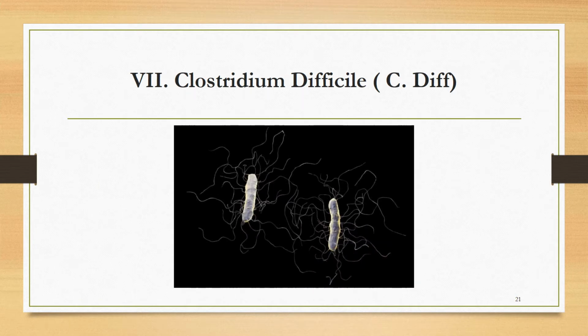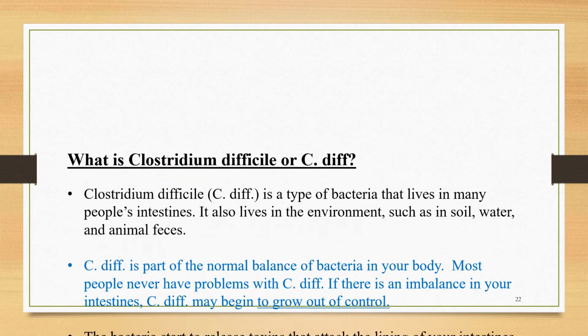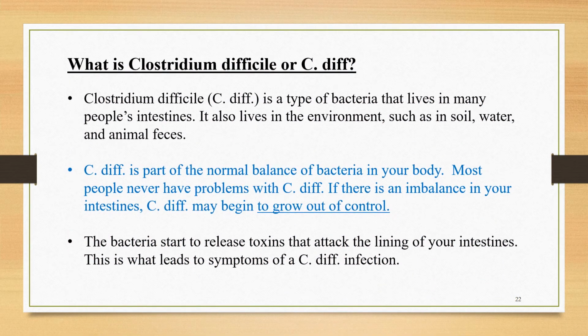Clostridium difficile, or C. diff. What is C. diff? It is a type of bacteria that lives in many people's intestines. It also lives in the environment, such as in soil, water, and animal feces. C. diff is part of the normal balance of bacteria in your body. Most people never have a problem with C. diff. If there is an imbalance in your intestines, C. diff may begin to grow out of control, however.